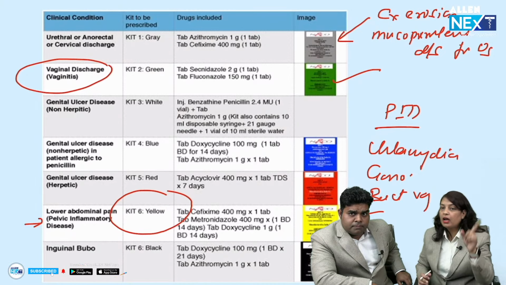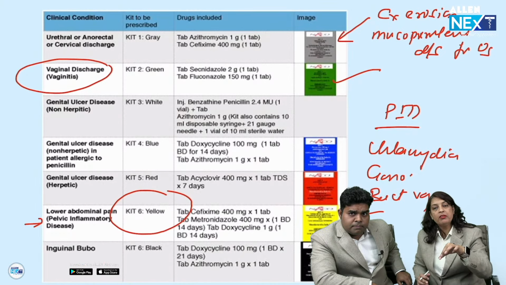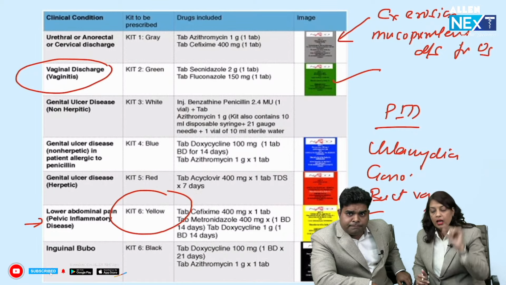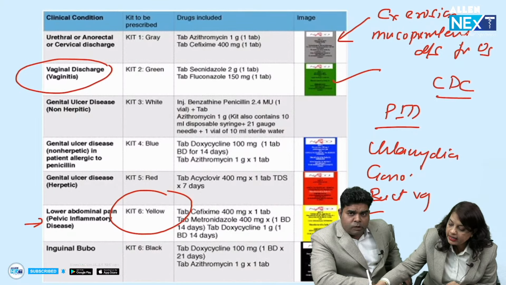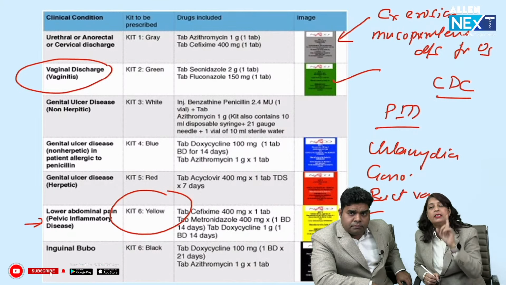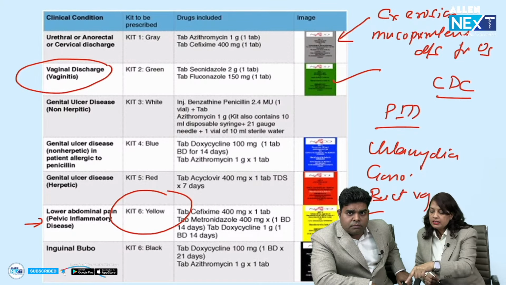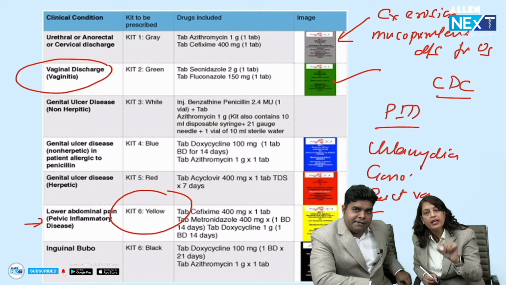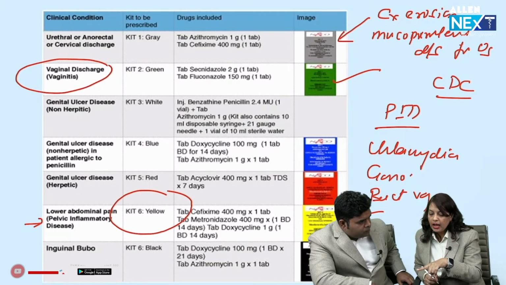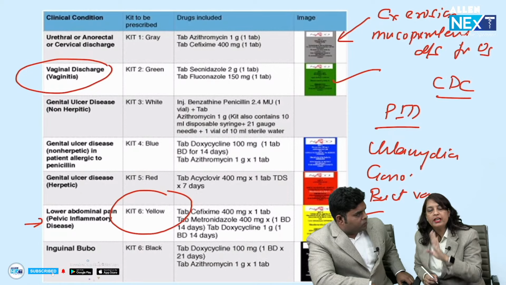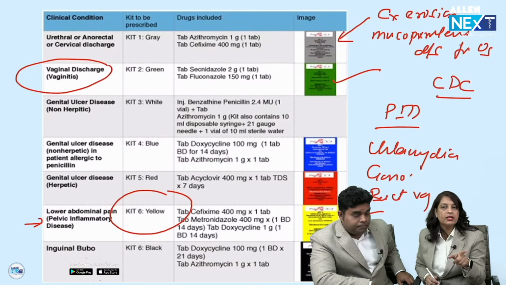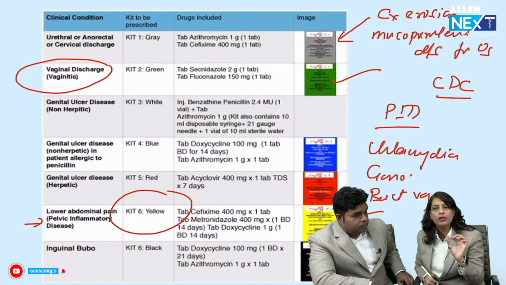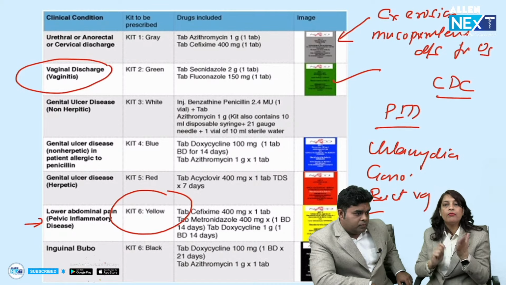So if you go by NACO guidelines, minimum investigation and give the treatment. If you go for CDC criteria, Center for Disease Control, then again these antibiotics are recommended. We should give the coverage for 14 days, metronidazole and doxycycline BD dosage for 14 days, and cefixime single dose for treating gonorrhea. So you have covered all the organisms.